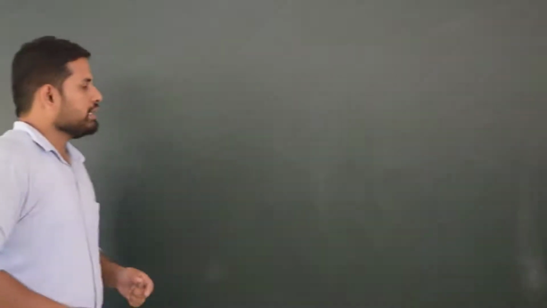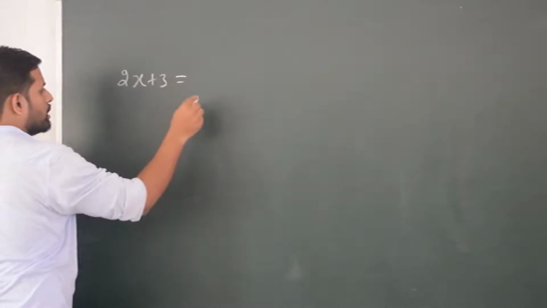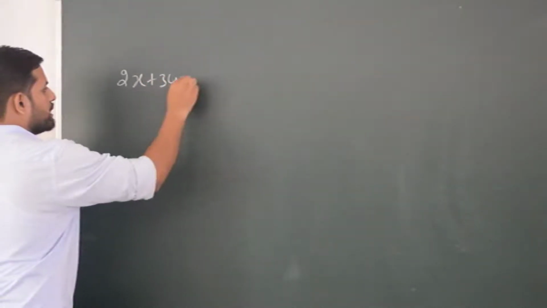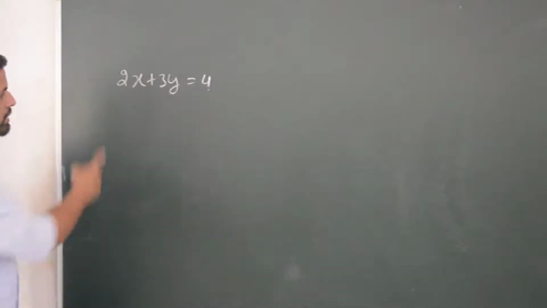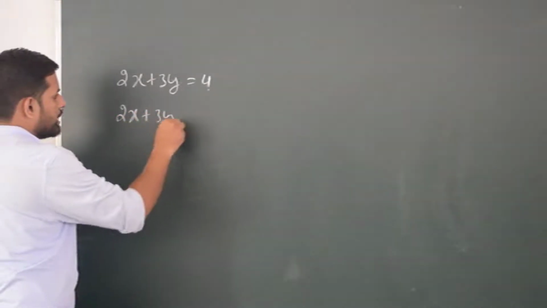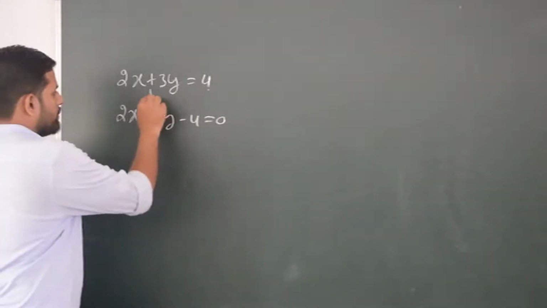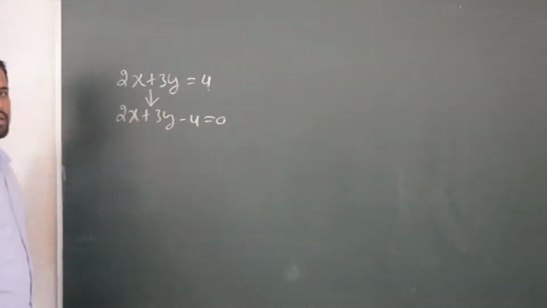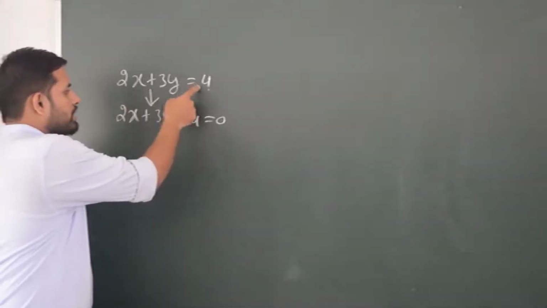Okay. Now listen to me, the basic thing next is, if I have an equation like 2x plus 3y is equal to 4. Now this equation, can I write it as 2x plus 3y minus 4 is equal to 0? Yes? Now these two equations, are they same or different? Tell me. They are same only. Okay? Fine. So this is one linear equation in two variables.